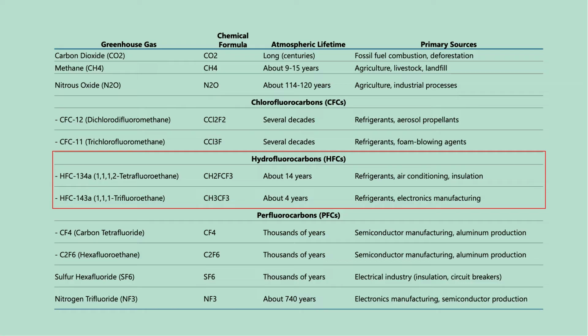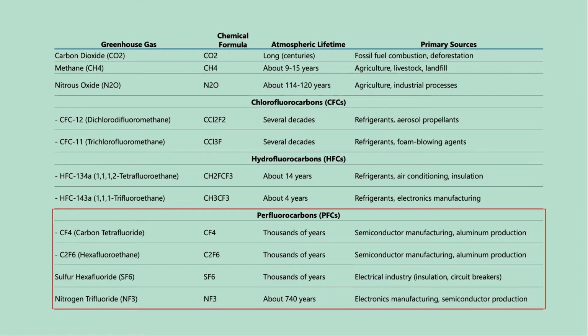Hydrofluorocarbons or HFCs like HFC-134a were introduced as a replacement for CFCs to protect the ozone layer. These gases may not harm the ozone layer, however, they are still potent greenhouse gases contributing significantly to global warming. HFCs are primarily used as refrigerants, air conditioning agents, and foam blowing agents. Their atmospheric lifespan varies but can still be several decades, contributing to long-term climate change.